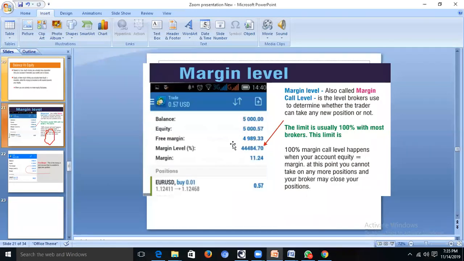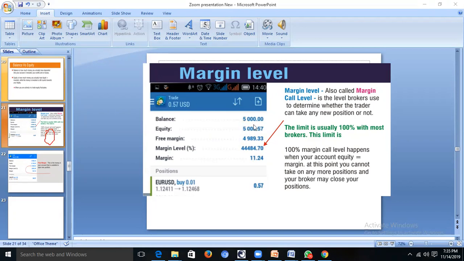Now, on this slide that we have here, you can see that the balance is what you have deposited. This balance remains like this. Once you place a trade and the trade is against you, this equity will be going down. You'll be seeing it with your eyes. Your money will be reduced only when the trade has ended.